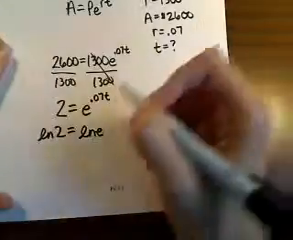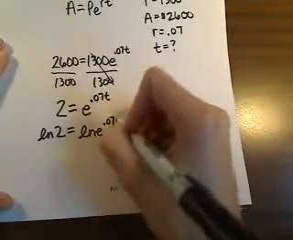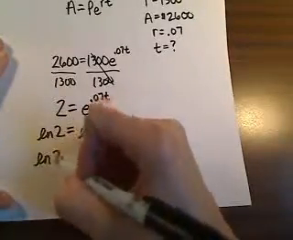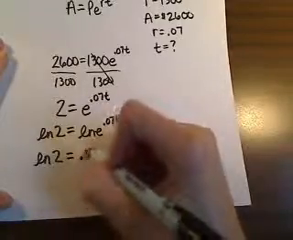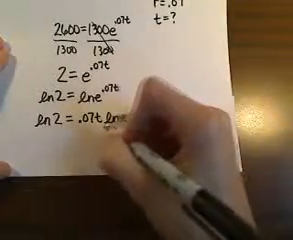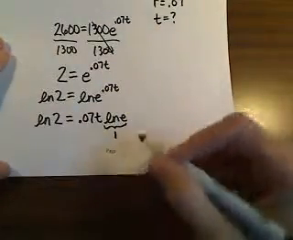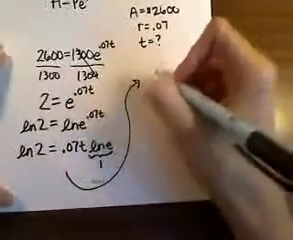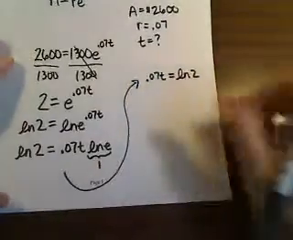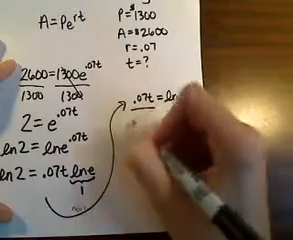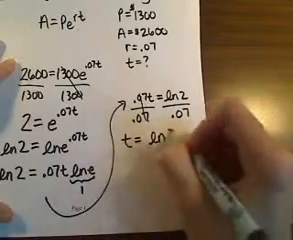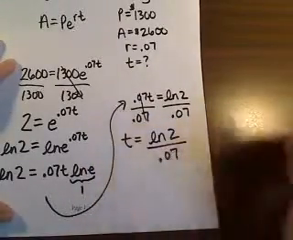So the natural log of 2 is equal to the natural log of e to the 0.07t. And using one of our log rules, I'm going to go ahead and bring that down. So this is the ln of 2 equaling 0.07t times the ln of e. The ln of e is equivalent to 1, so that's just going to go away. And really what we're looking at here is 0.07t equaling the ln of 2. And then solving for t, if I just divide by 0.07, then t is going to be equal to the ln of 2 over 0.07.